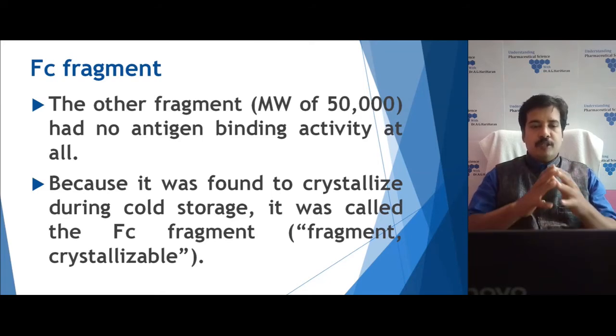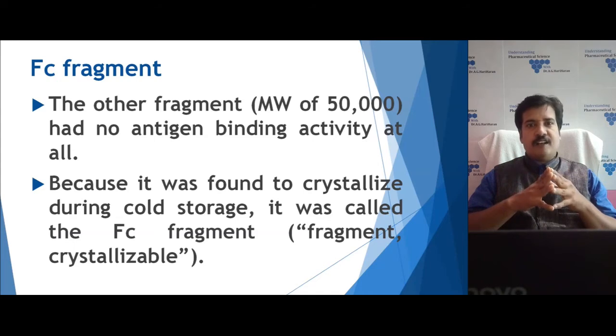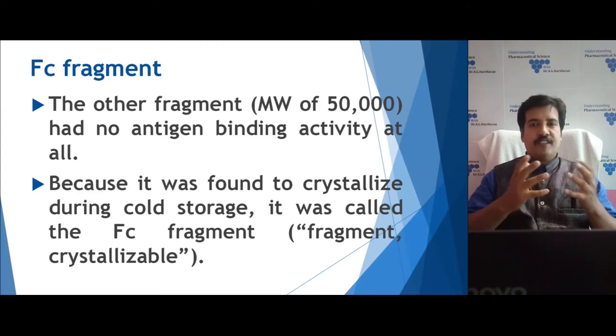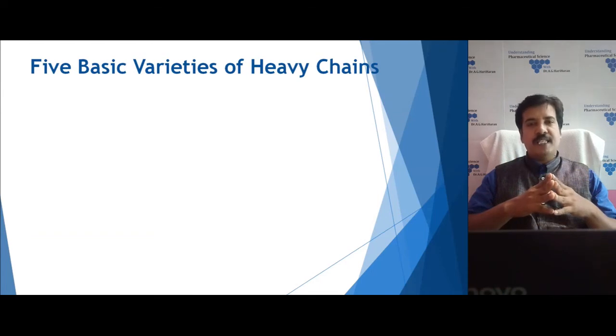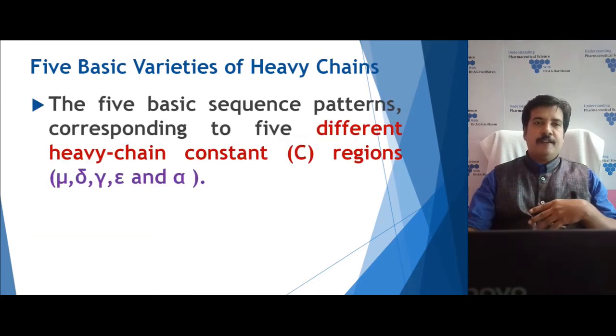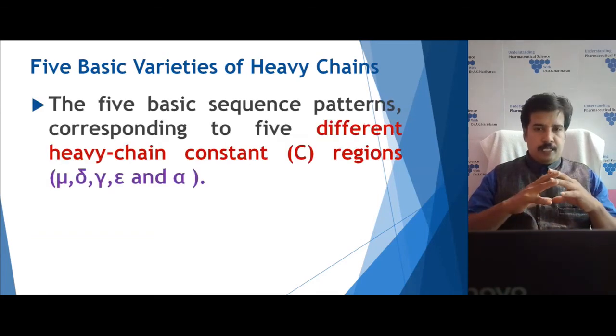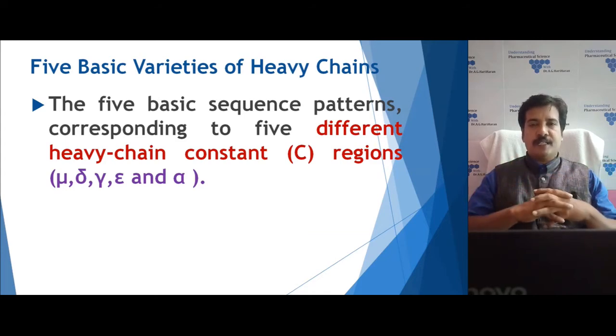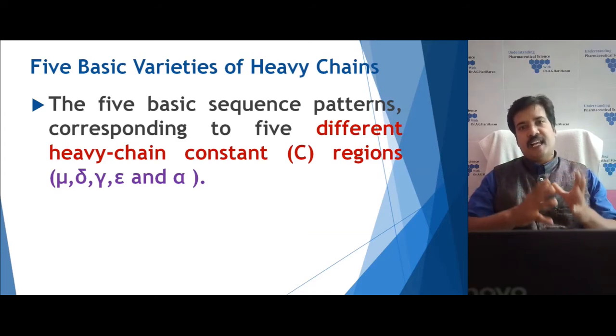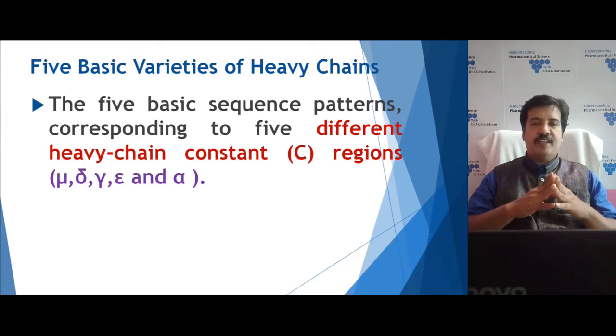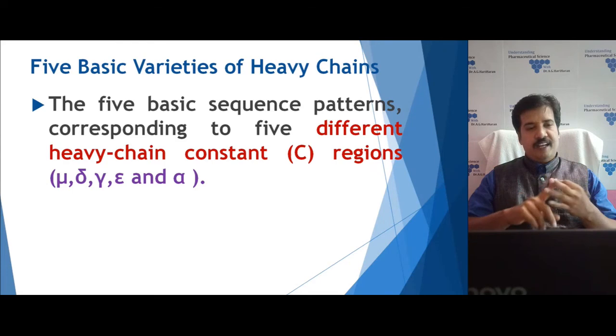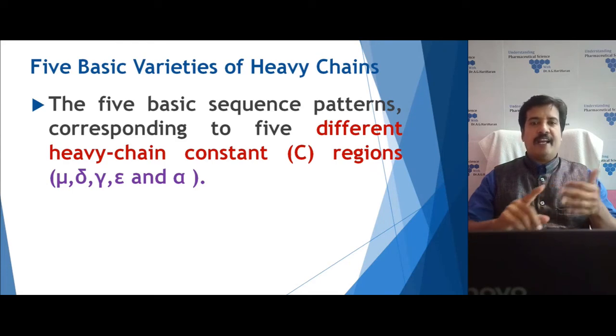So based on these characteristics of the structure of both the heavy chain and the light chain, we can classify the immunoglobulins. We can get basic varieties of the heavy chains and light chains. So first we understand the 5 basic varieties of the heavy chain. If you see the sequence of the amino acids present in the constant region, we can classify into 5 patterns, 5 different types. One is called mu, second is delta, third is gamma, epsilon and alpha.